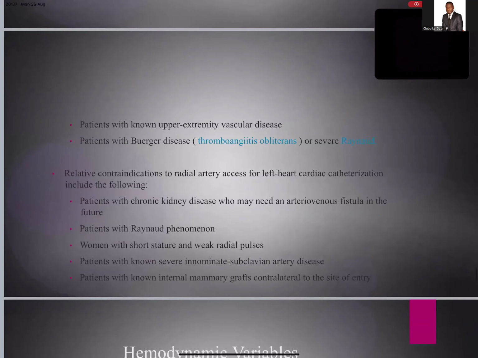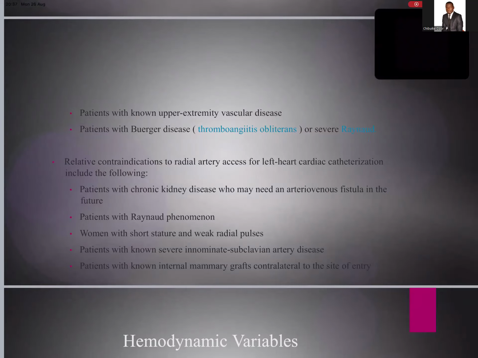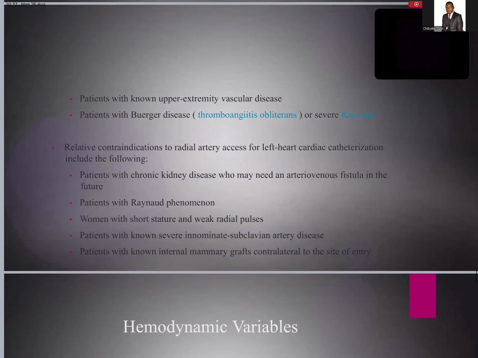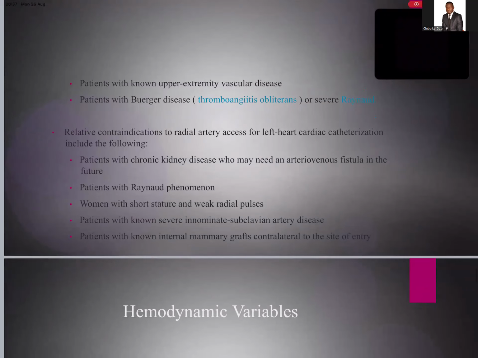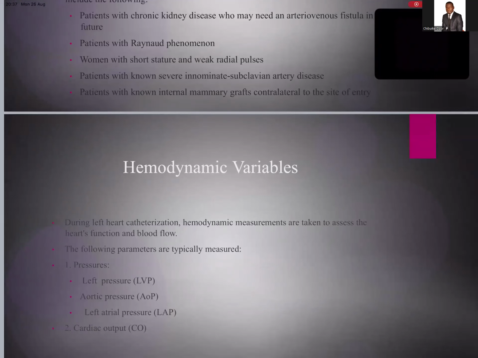Then the relative contraindications to the radial artery access for left heart catheterization: we have patients with chronic kidney disease who may need an arteriovenous fistula in the future. We have to consider this. And then patients with Raynaud's phenomenon, like we said, and then women with short stature and weak radial pulses, then patients with non-severe innominate subclavian artery disease, and then patients with internal mammary grafts collateral to the site of the entry.